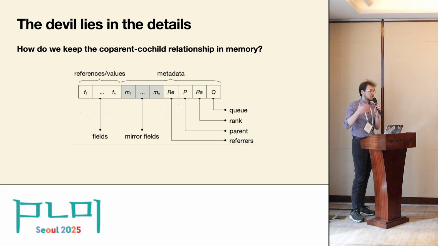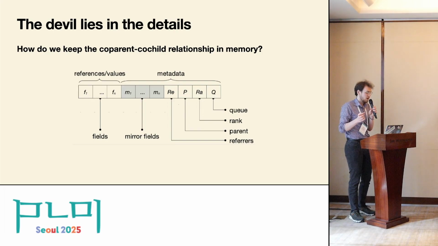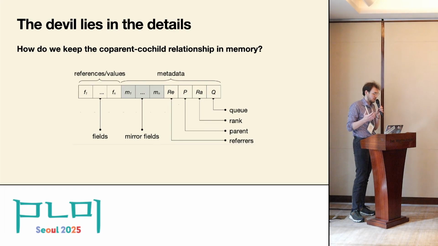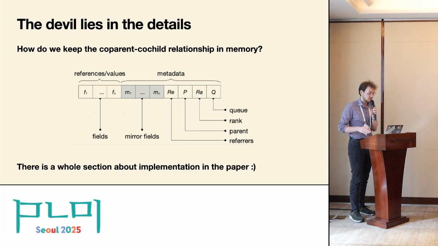So everything is done as metadata that is added to our object. And also, as you can see, the cost of using our garbage collector algorithm is 2 times the object plus 4. And there is a whole section about implementation in the paper if you're interested in how we actually implement this algorithm and keep all of this information about parents and co-parents.